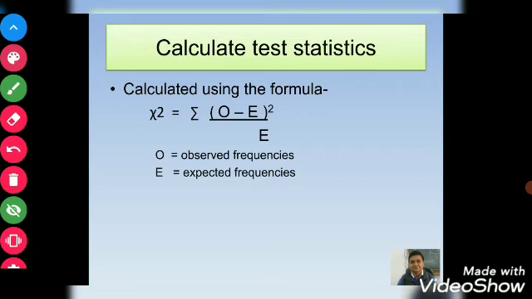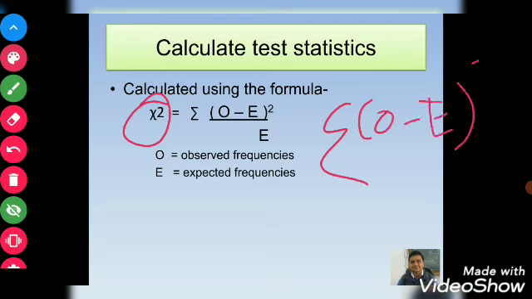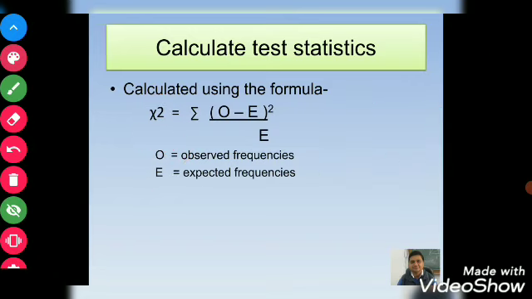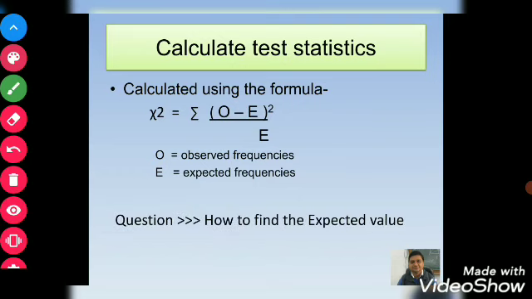So now this is the formula for chi-square. What is the formula? Chi-square is equal to the summation of observed minus expected, squared, divided by expected. O is the observed frequency and E is the expected frequency. So this formula you have to remember. We will apply this formula in the examples when we solve them.